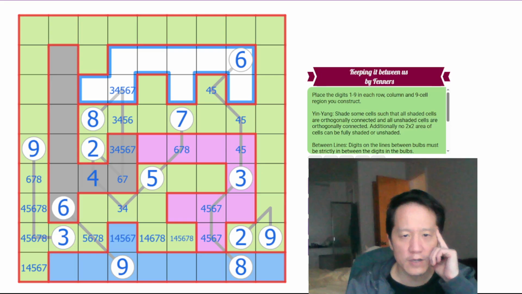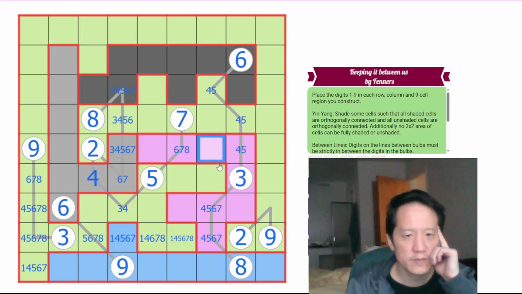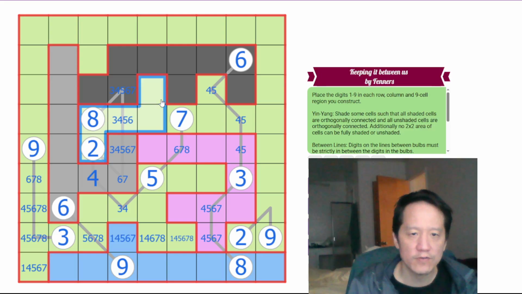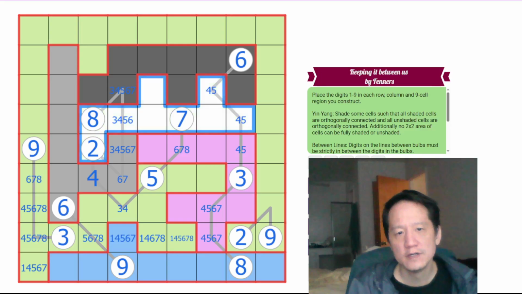What coloring do we have? I don't know. Guess we'll make it dark. Okay. This must be a region. 1, 2, 3, 4, 5, 6. 1, 2, 3, 4, 5, 6, 7, 8, 9. So I guess we'll make that light.